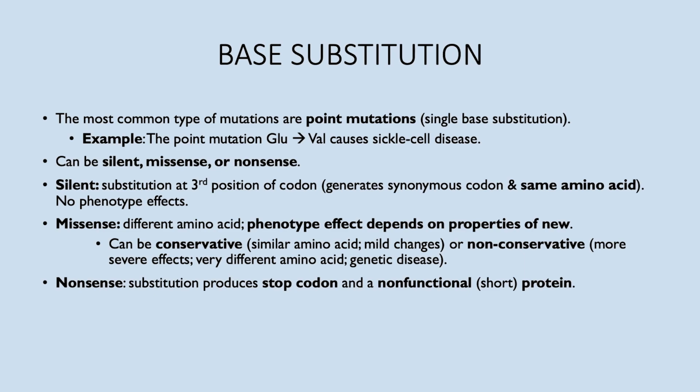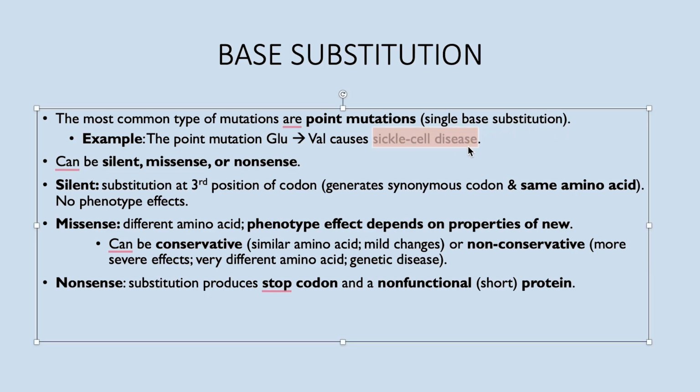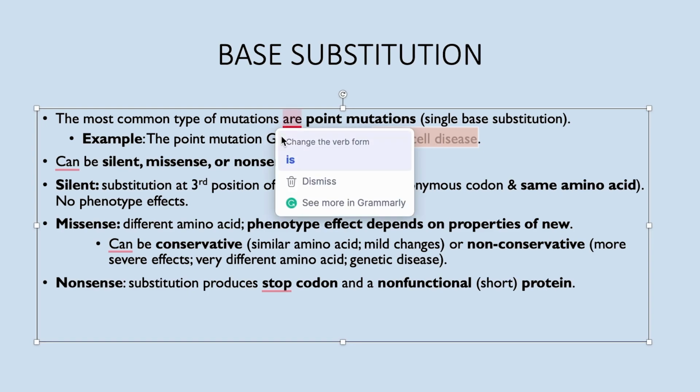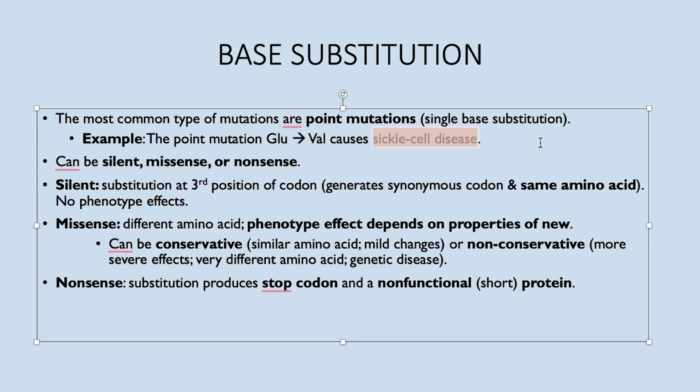Let's start with base substitution. This is the most common type of mutation, point mutation. It's a single base substitution. There are characteristic diseases, for example, sickle cell disease, in which there is a substitution that leads to a substitution of one amino acid for another, glutamic acid for valine. Mutations can be of different types: silent, missense, or nonsense.